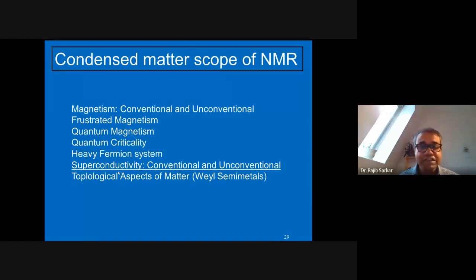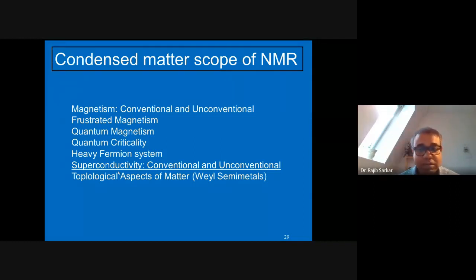both conventional and unconventional. And then in modern days, people are trying to get a lot of information about the topological aspects of matter, in particular the Weyl semimetal. So in condensed matter physics in general, we have a wide applicability of this nuclear magnetic resonance technique, equally for the muon spin rotation technique.